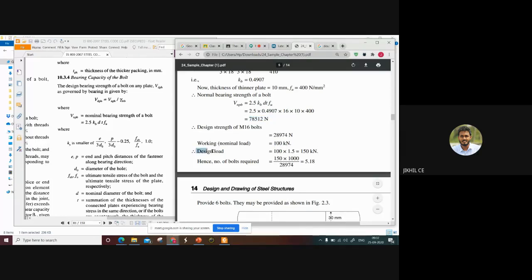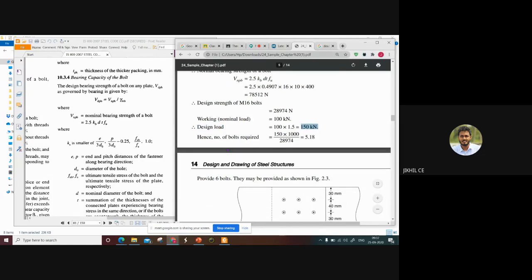The design load is the factored load. It is 100 into 1.5, 150 kilonewton. Hence the number of bolts required: as we have the denominator in Newton, the 150 is converted to Newton, into 1000, divided by 28.974. So 5.18. We are supposed to provide 6 bolts for taking the design load of 150 kilonewton.